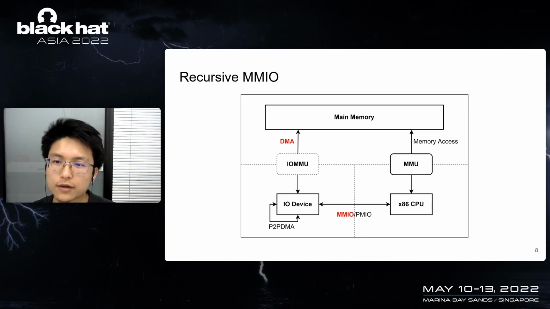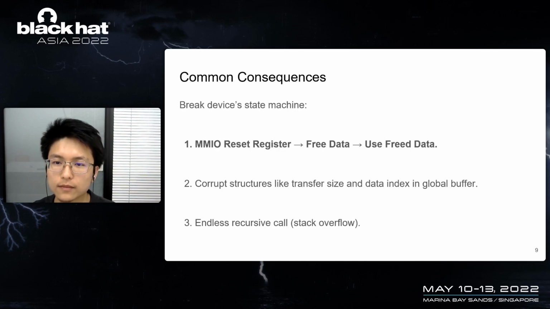From a big picture, the incomplete isolation between DMA and MMIO is the underlying cause of recursive MMIO flows. Different CPU-to-device communication methods, such as MMIO and PMIO, should not affect the DMA, because by definition, DMA is a memory-to-device communication method that bypasses the CPU. So in essence, recursive MMIO flows violate the consistency of device state-machine transition.